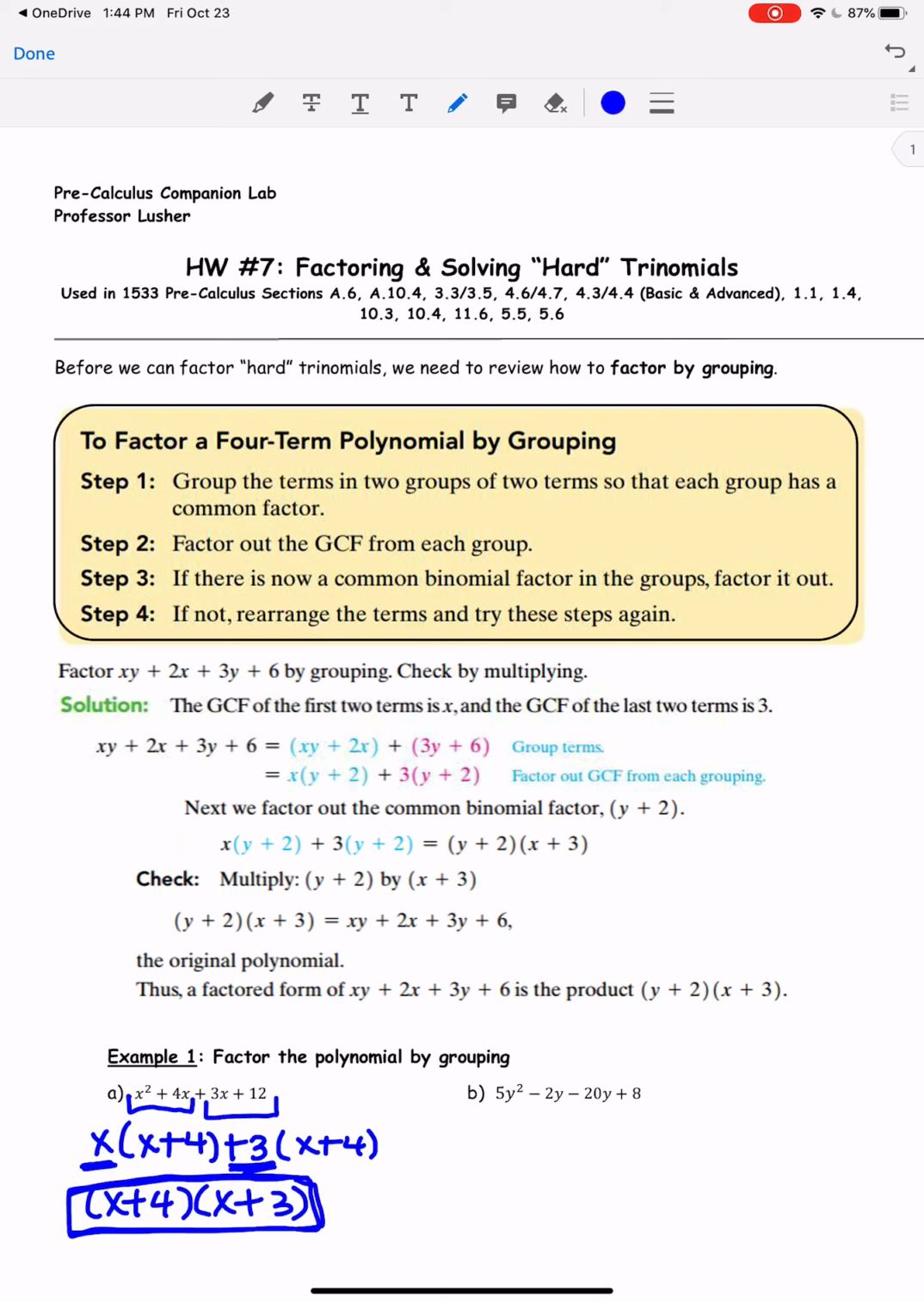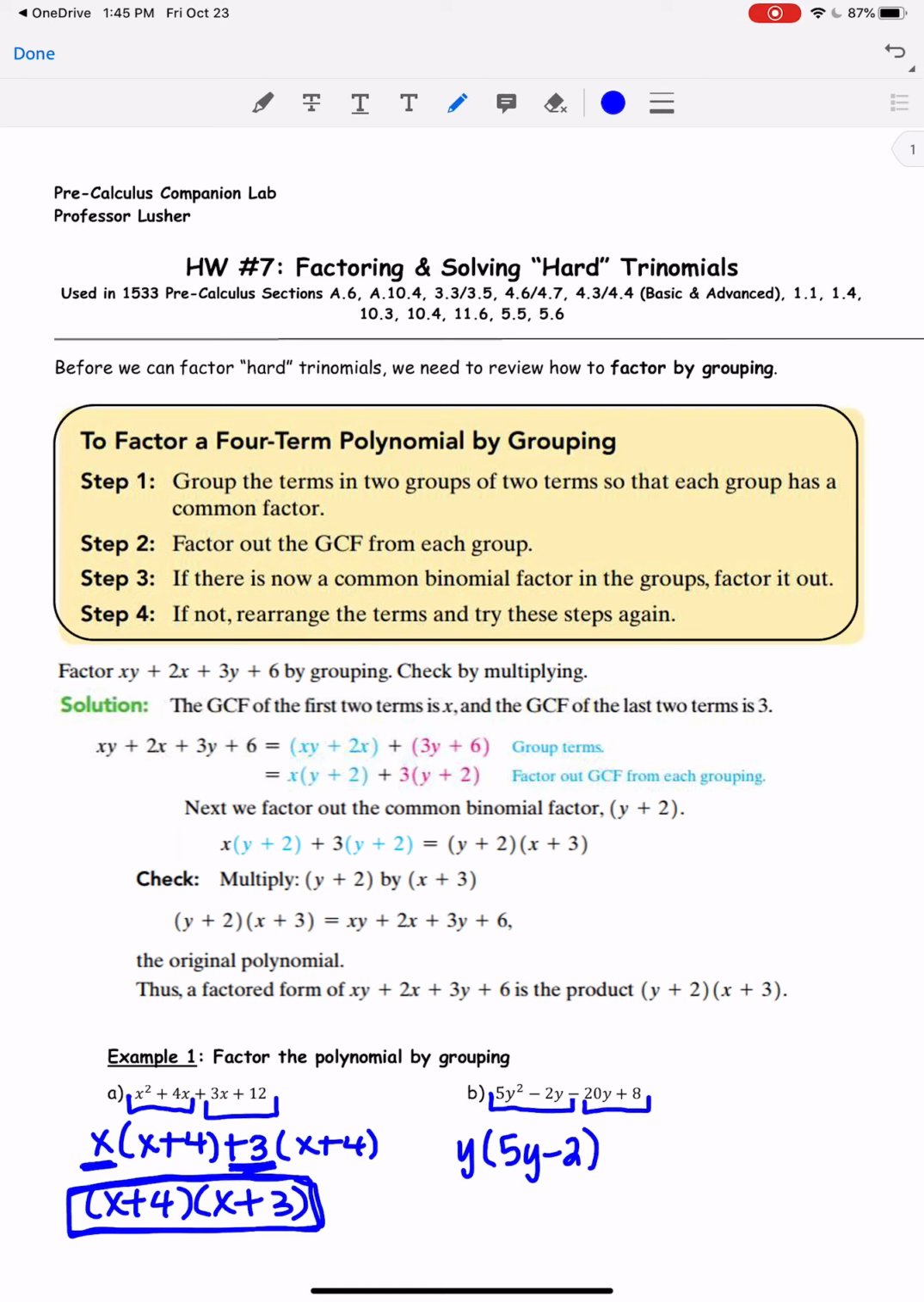Okay, let's do that again. And you want to make sure you get this, because if you don't understand this, we can't go to the next part, which is actually factoring. We have 5y squared minus 2y minus 20y plus 8. So take this first 2 here, your first grouping. What can I take out of 5y squared minus 2y? All I can take out is a y. So what does that leave me with? It's going to leave me with a 5y minus 2.